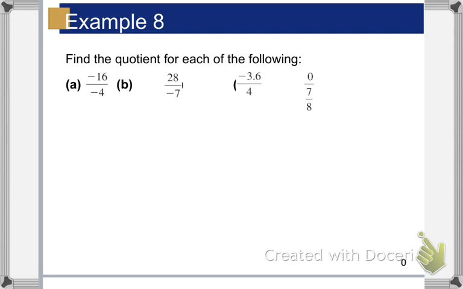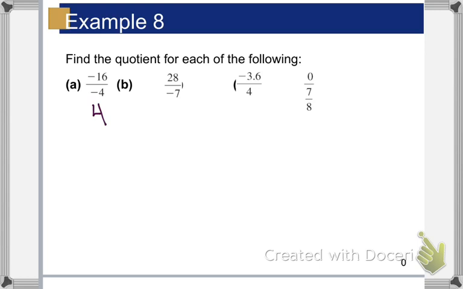So, let's do these. The first one, I've got negative 16 divided by negative 4. That is a negative divided by a negative. So my answer is 4, and it is positive 4. It's positive because I have a negative divided by a negative.